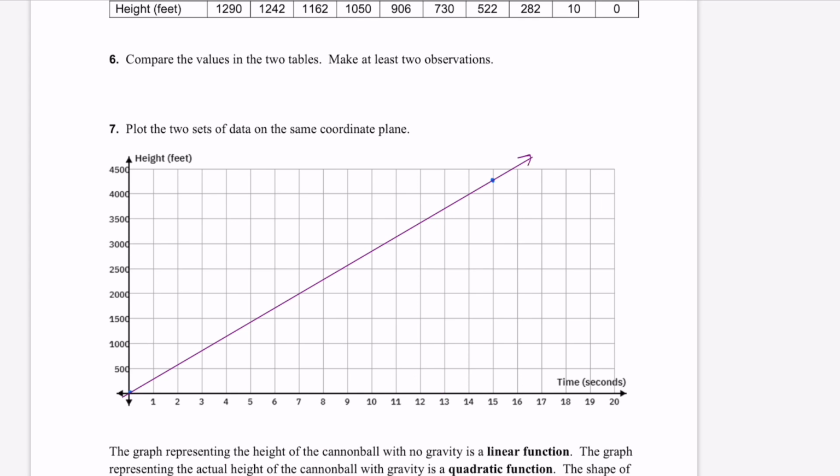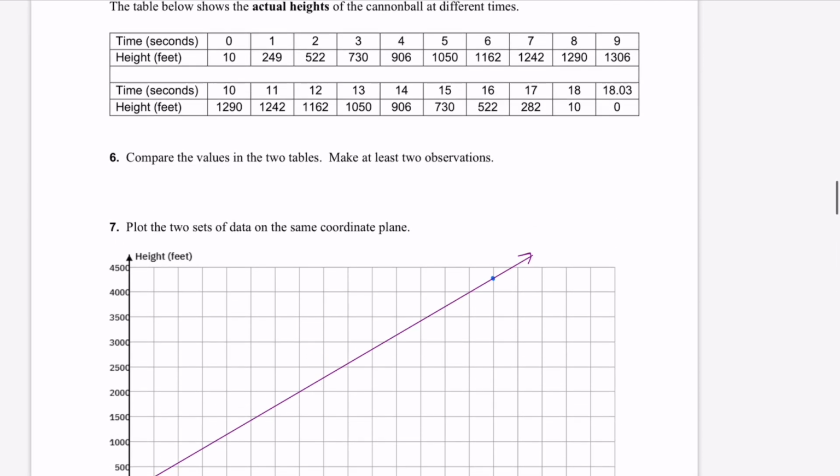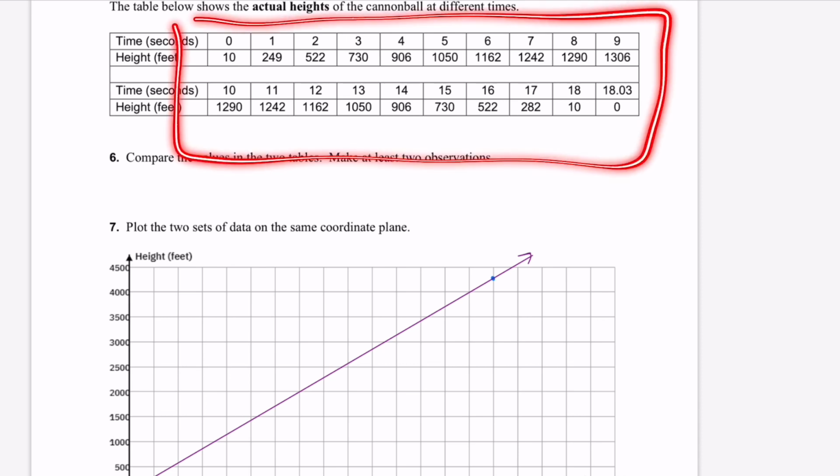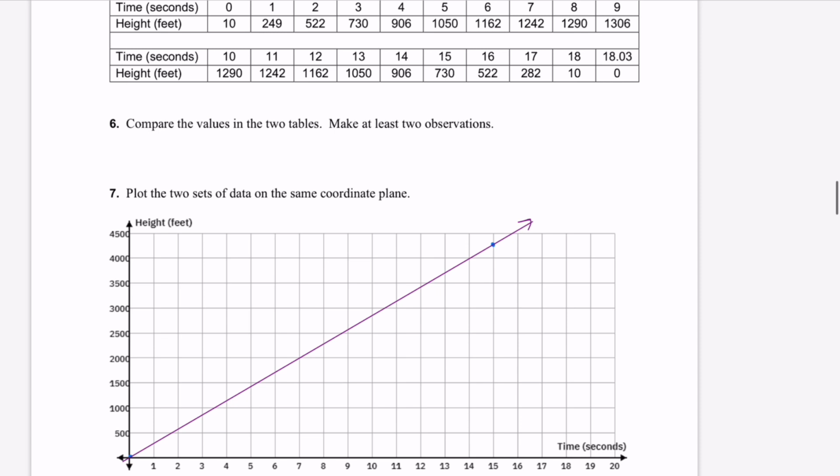So if there was no gravity, it would just keep going straight up and it would add the same number every time. But now we're going to go ahead and take these actual times and graph them. So this is what actually happened. So we're going to start at 10. At 1 second, it's going to go to 249. So it's up close to the same there. At 2 seconds, it's going to go to 522. 3 is 730. 4 is 906. 5 seconds will be just a little over 1,000.